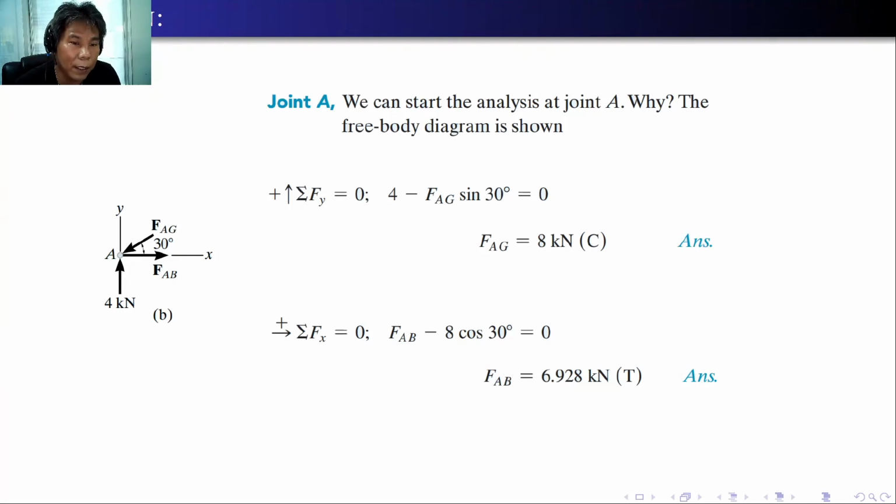So here you can apply summation forces y is equal to 0. We have 4 minus the component of FEG, that is because it's opposite, so sine 30 degrees FEG, is equal to 0. So compute for FEG, which is 8 kilonewton, which is positive, so it is in compression, capital C. If you use summation forces X is equal to 0, we have FEB minus the horizontal component of FEG, that is cosine 30 degrees times 8, is equal to 0. So FEB is equal to 6.928 kilonewton, again in tension.